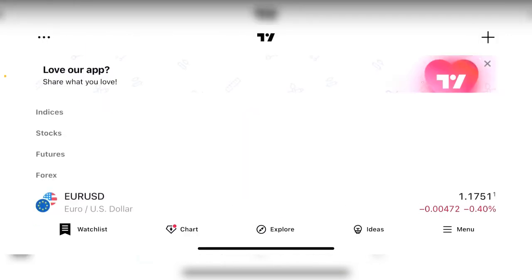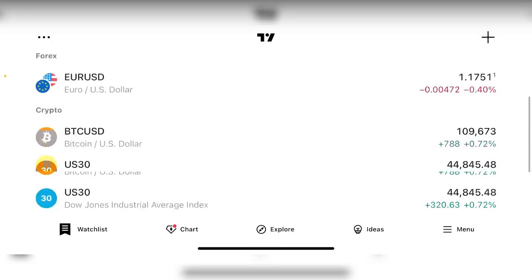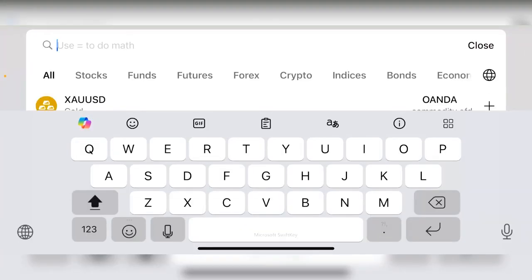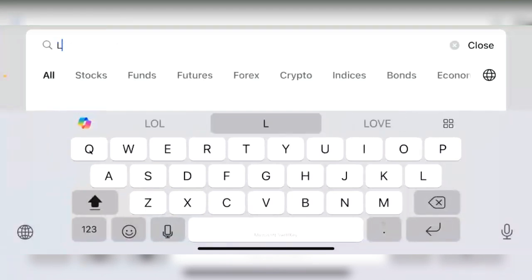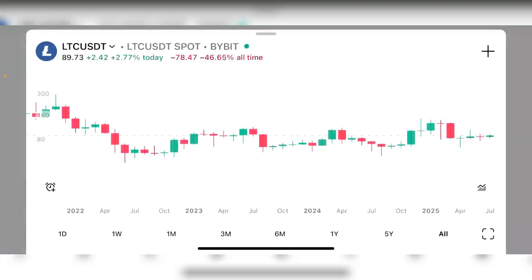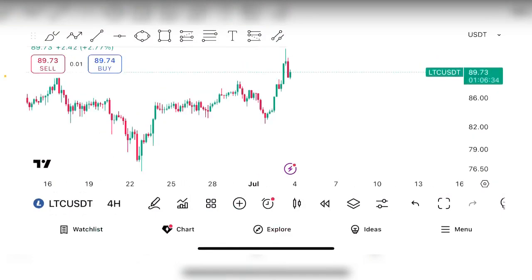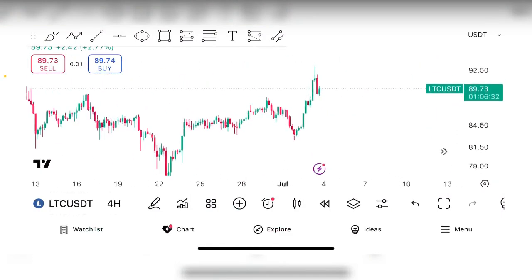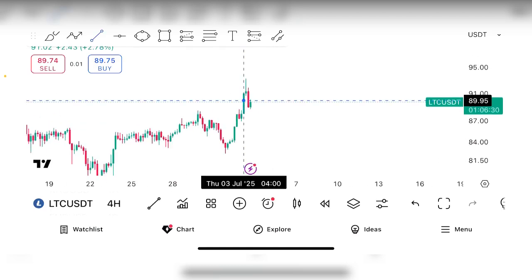there's a place known as watchlist. With watchlist, you can add any kind of pair you want to trade. Be it a cryptocurrency pair, any pair you are looking for, you will find it here. LTC USDT, let me search that. Then you see it. You can click on it. You see the candlestick chart pattern. Right now, LTC is on an uptrend.